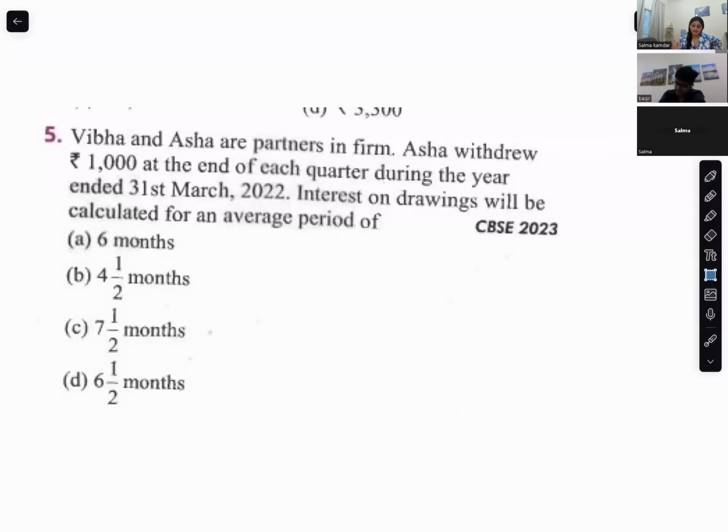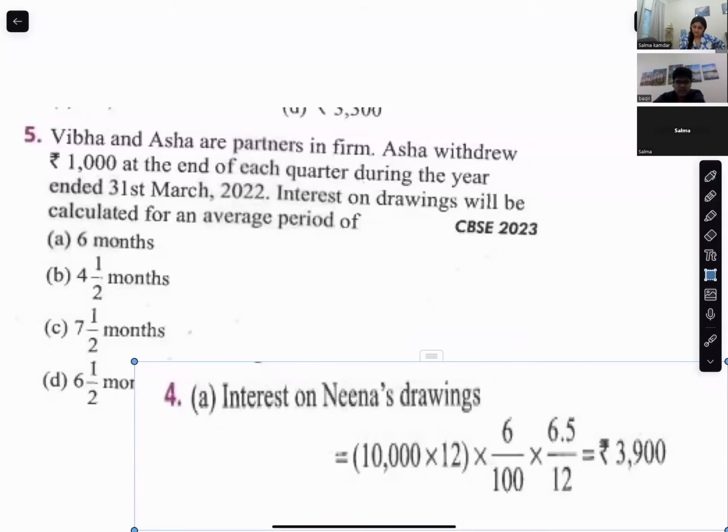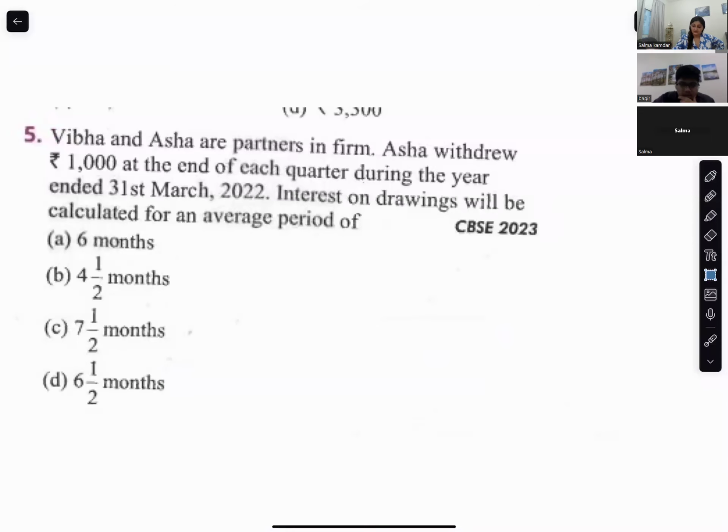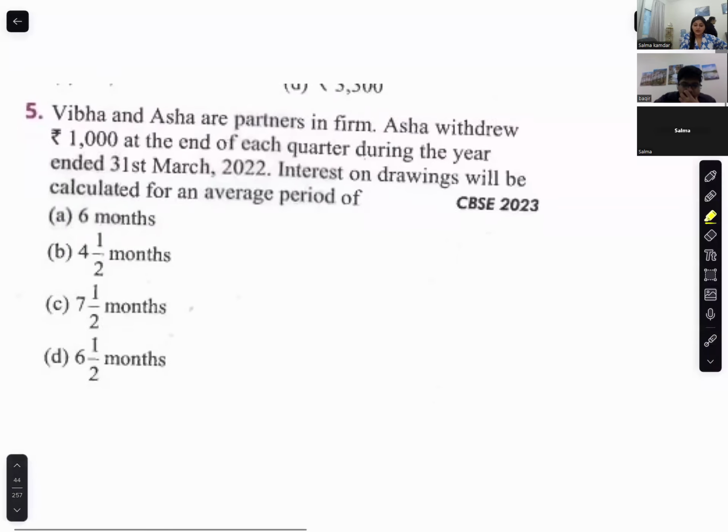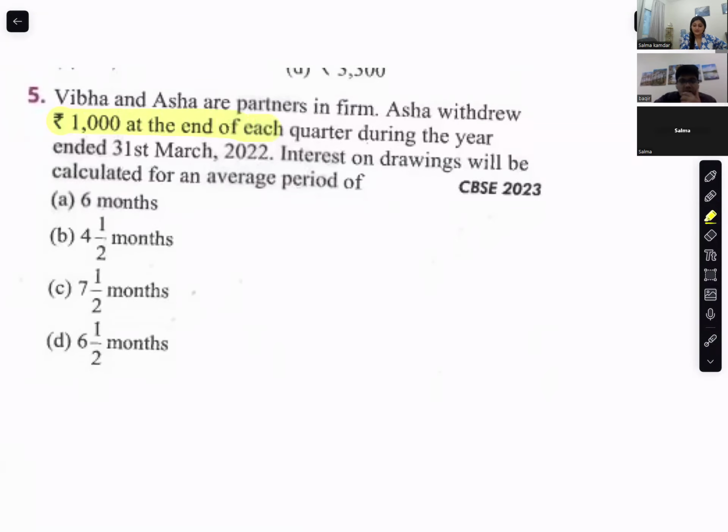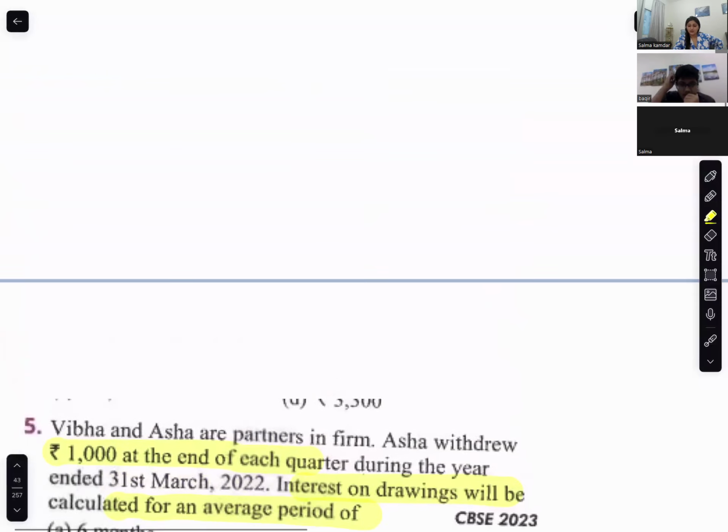Please read the question. Viva and Asha are partners in a firm. Asha withdrew 1,000 rupees at the end of each quarter during the year. Interest on drawings will be calculated for an average period at the end of quarter.